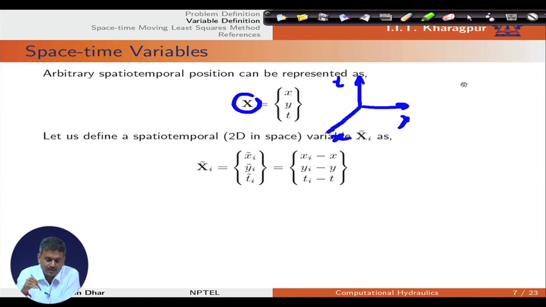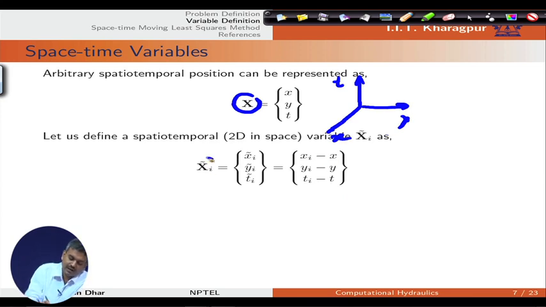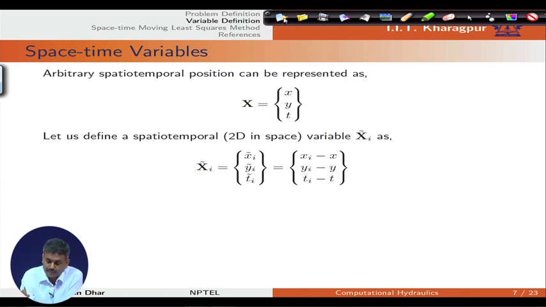Let us define a spatiotemporal variable x tilde I, and in this case x tilde specifically represents the difference of the spatial position with respect to any arbitrary variable x, y, t in this case. So, x I minus x, y I minus y, and t I minus t in this case.